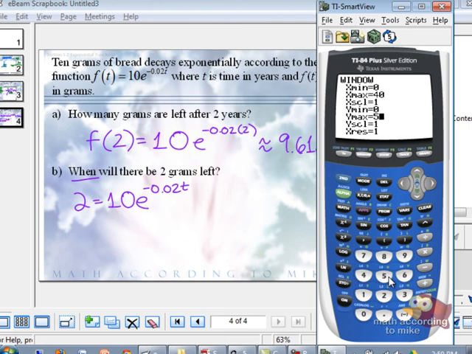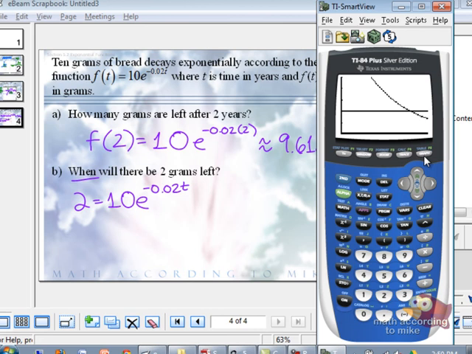So when you hit graph, there's your y equals 2. Wait for it. Oh, I totally missed that, didn't I? Oh, did I forget my negative? No, it's in there. Oh, this bread's going to stay around forever. All right, let's change our window. Let's make that 80. Is it 100? We can put it at 100. I'm cool with that. Okay, there it comes. Come on.